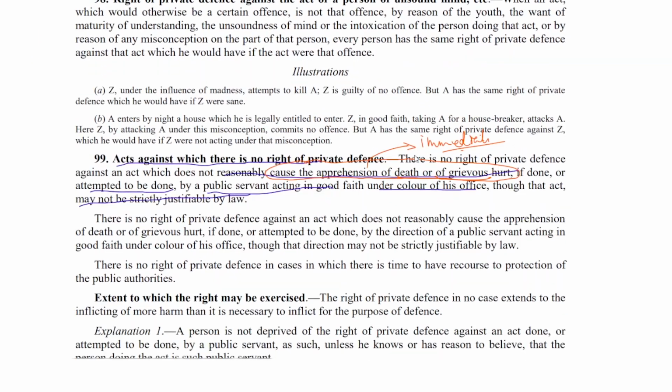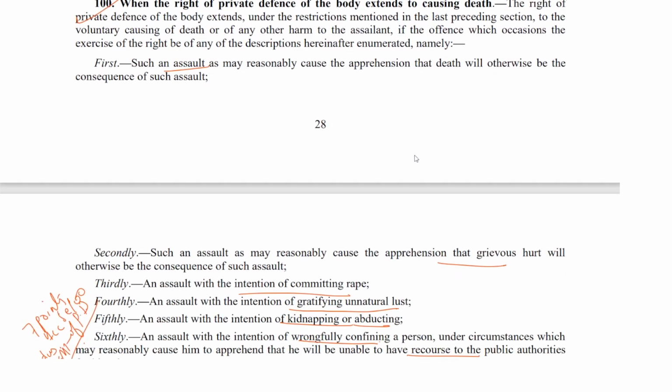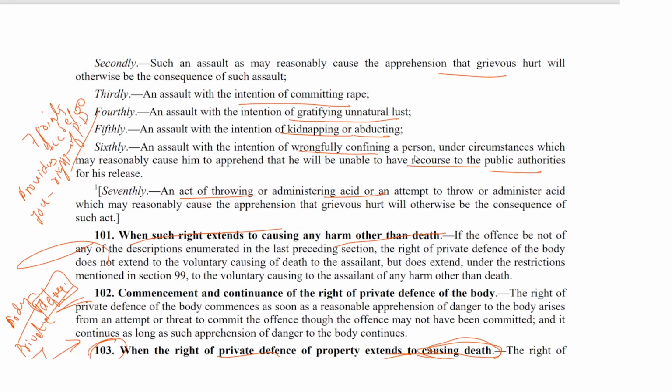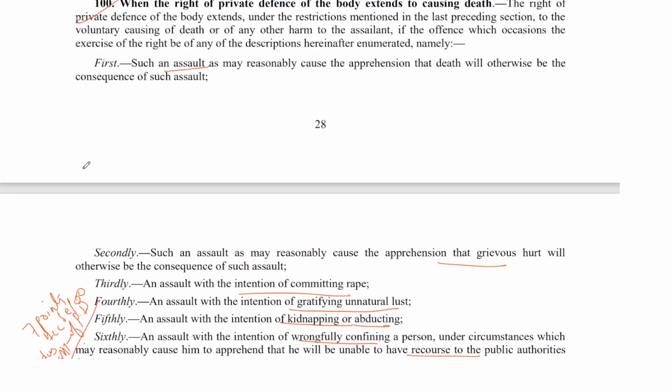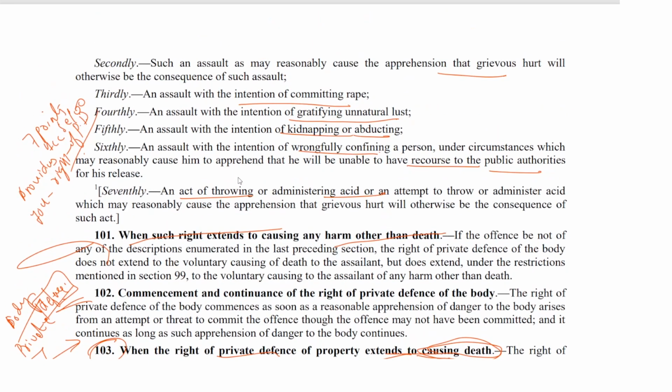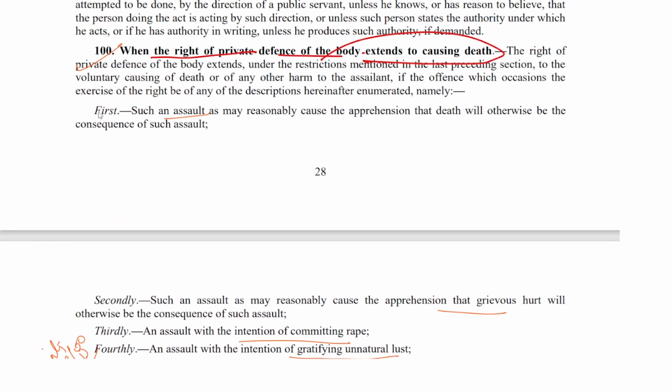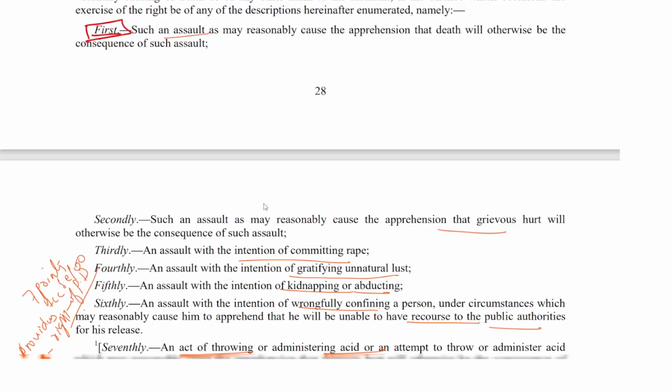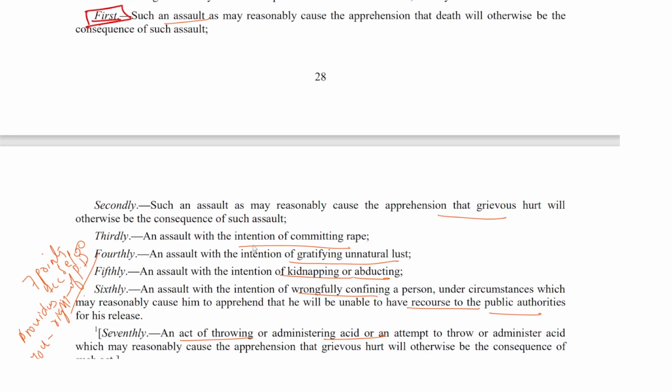Right to private defense we have already discussed. We have discussed to what extent we can use the right of private defense to kill somebody, when the right of private defense of the body extends to causing death. We have studied that there are some common grounds on which we can even kill somebody if we are acting in defense, for example, if somebody is committing rape. If somebody is intending to commit rape, we can kill that person in the right of private defense.